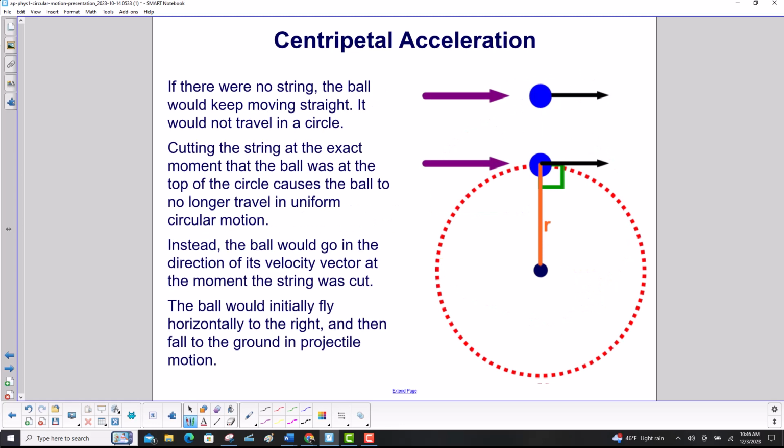If there were no string, the ball would keep moving straight. It would not travel in a circle. Cutting the string at the exact moment that the ball was at the top of the circle, right over here, causes the ball to no longer travel in uniform circular motion. Instead, the ball would go in the direction of its velocity vector at the moment the string was cut. The ball would initially fly horizontally to the right and then fall to the ground in projectile motion. So that would be shaped kind of like that.